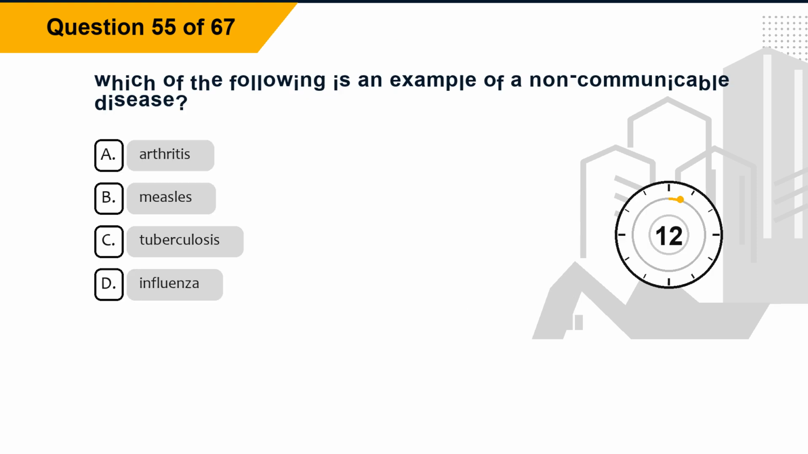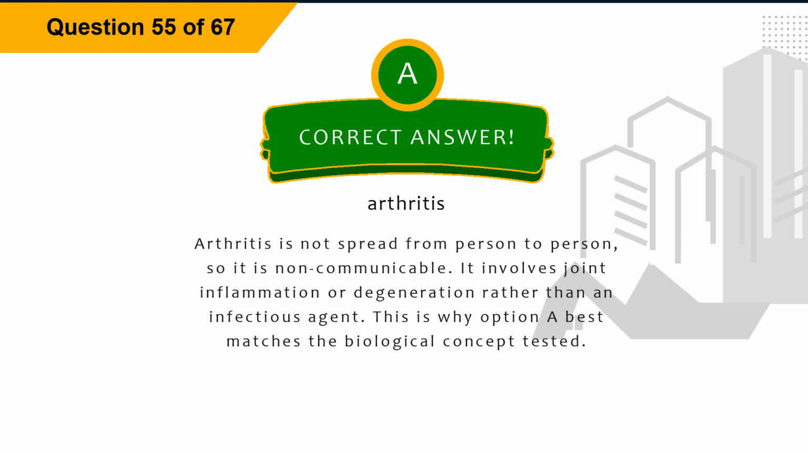Question 55. Which of the following is an example of a non-communicable disease? Option A, arthritis. Option B, measles. Option C, tuberculosis. Option D, influenza. The correct answer is option A, arthritis. Explanation. Arthritis is not spread from person to person, so it is non-communicable. It involves joint inflammation or degeneration rather than an infectious agent. This is why option A best matches the biological concept tested.